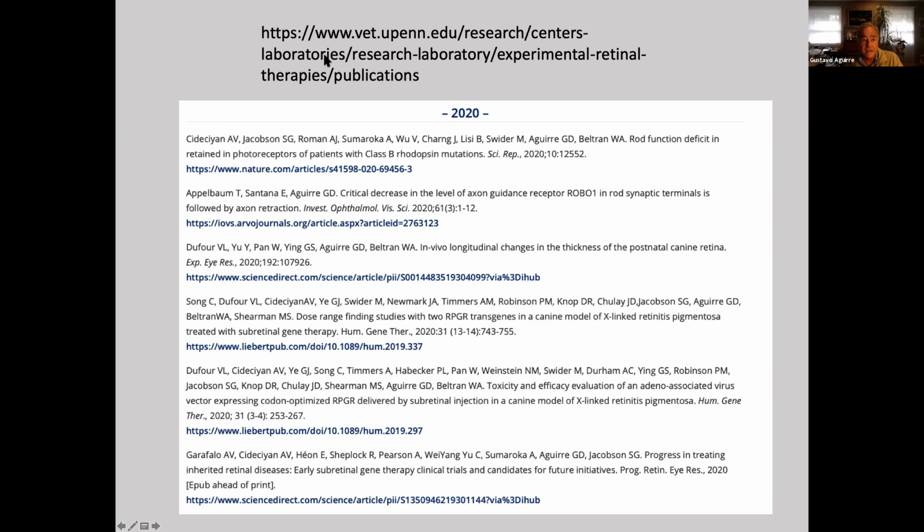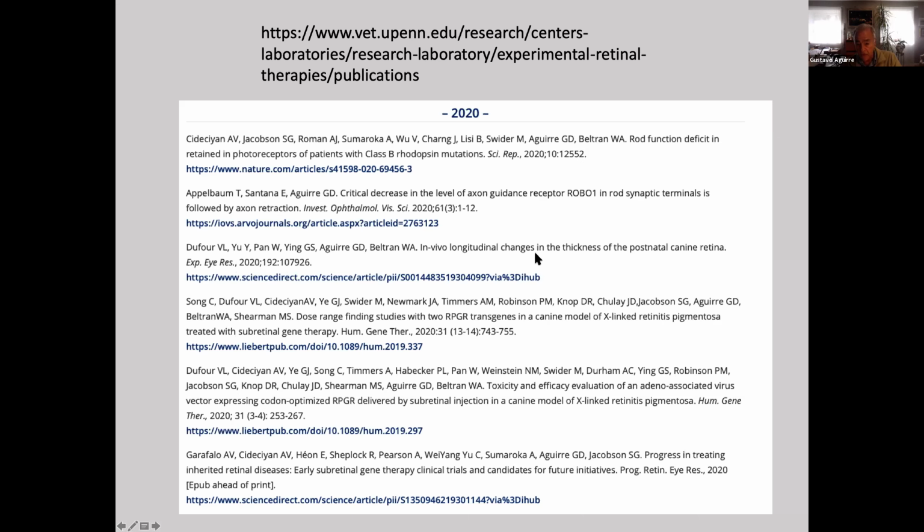Just to give you an idea, this is the webpage from our division at Penn. And these are references that go back to, I believe, 2001. And this is just a selection of the ones in 2020. There are studies dealing, in this case, with human patients and with dogs. Here's looking at the axon guidance receptor and how it is involved with retraction of synaptic terminals in the disease.